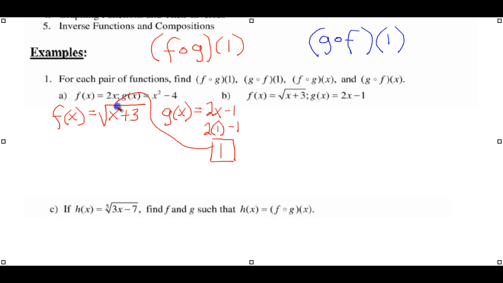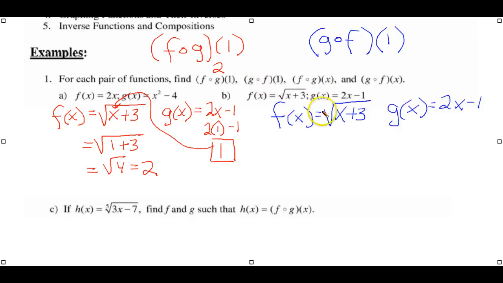and go into our other function, the f function, and now that we've found out what this is, we substitute it there, and this becomes the square root of 1 plus 3, which is the square root of 4, which equals 2. So for example A now, where we're taking f composed of g, this will be a 2. Now we're going to do the 1 here.